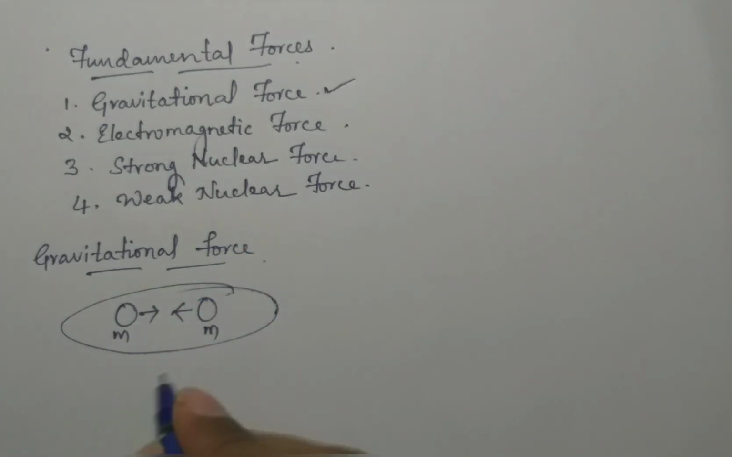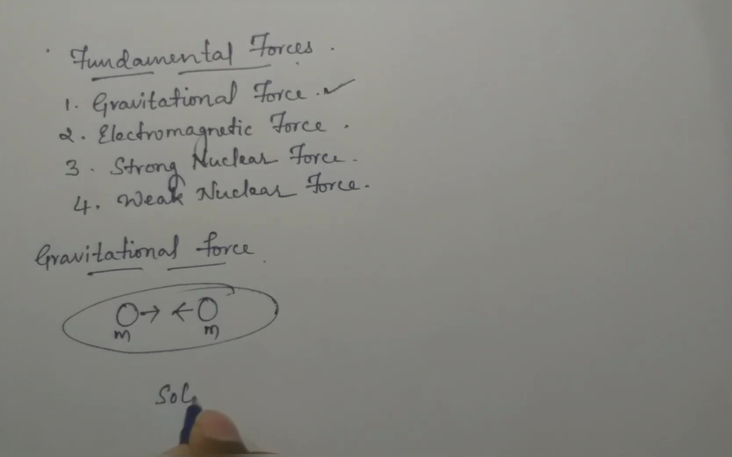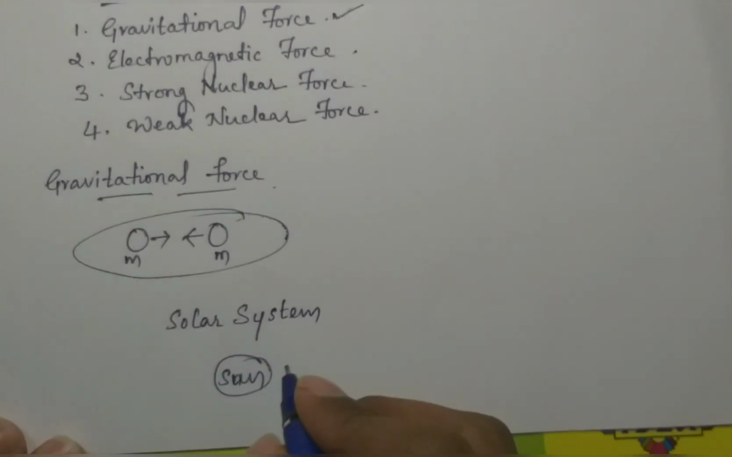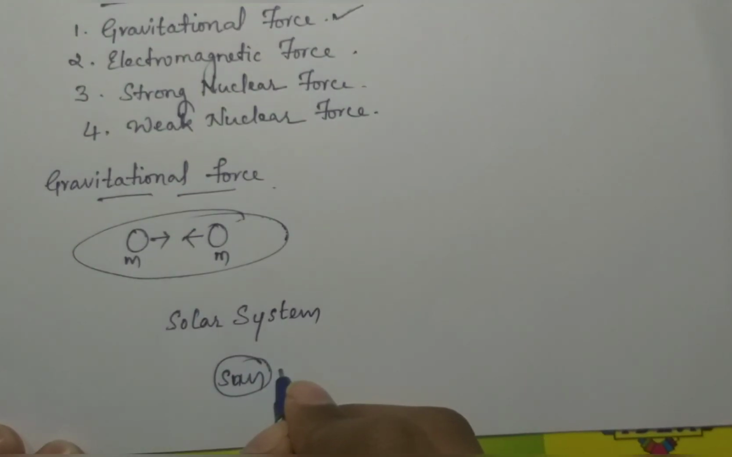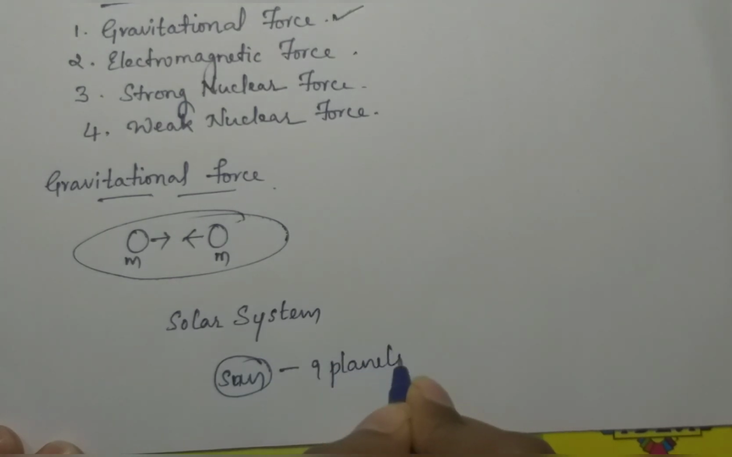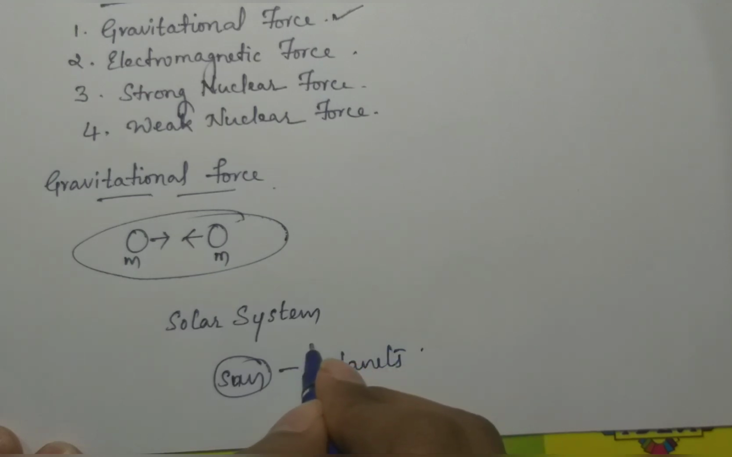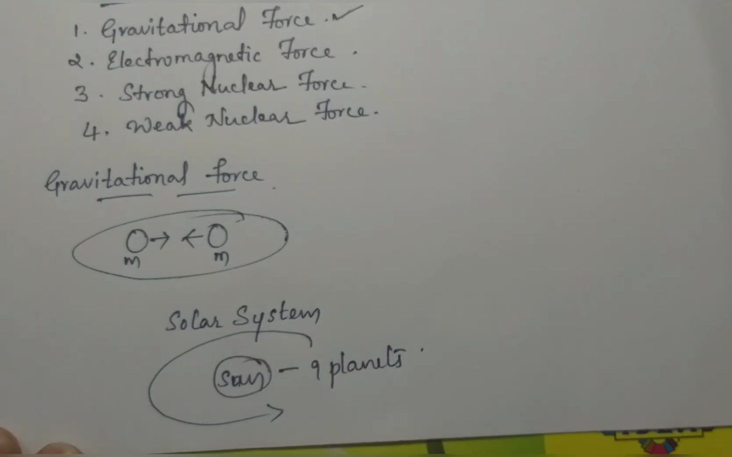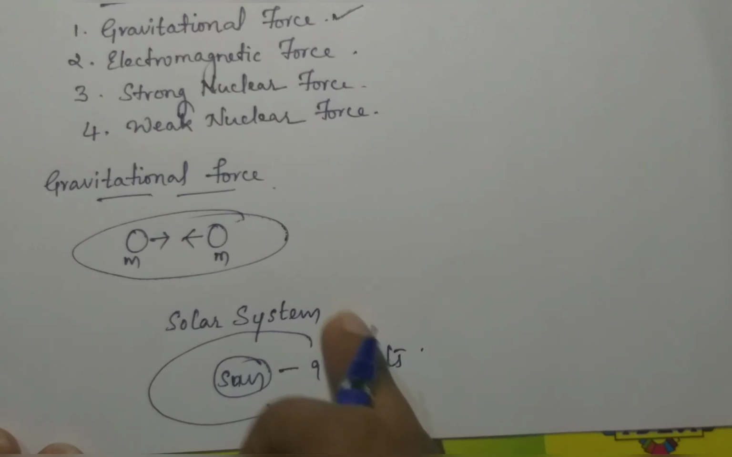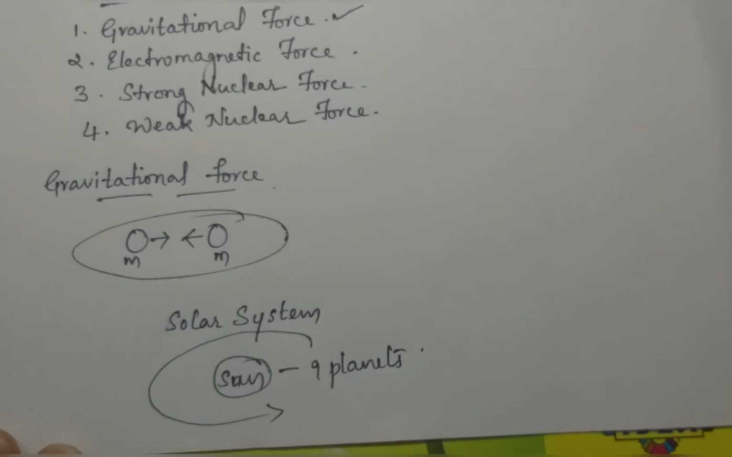Now, let us consider our solar system. In our solar system, we have the sun in the center and nine planets revolving around this sun. Why do these planets revolve around the sun only? This is because of the gravitational force.